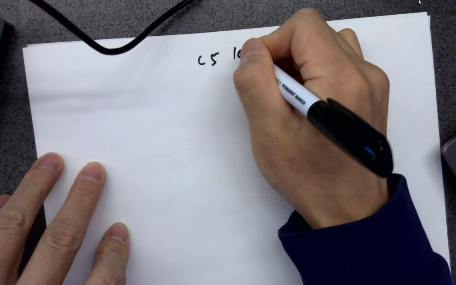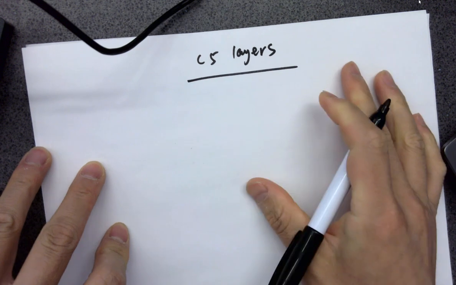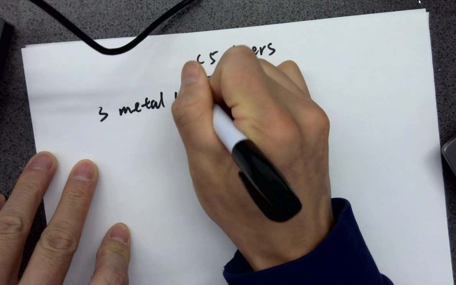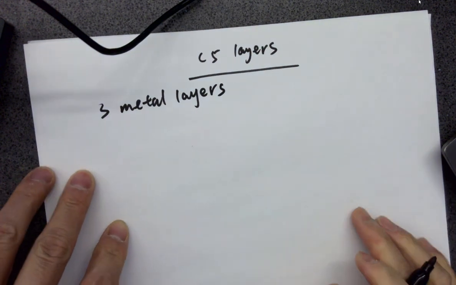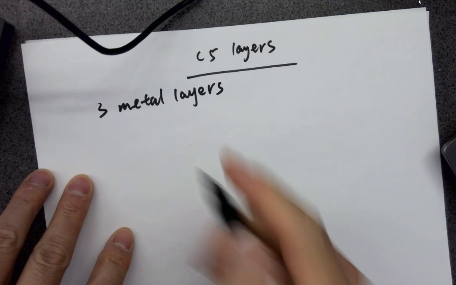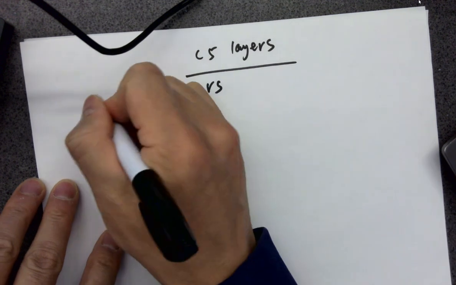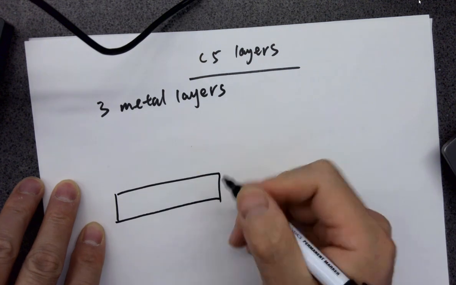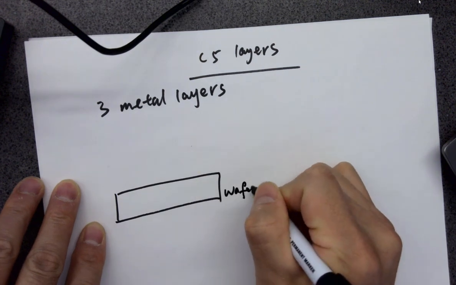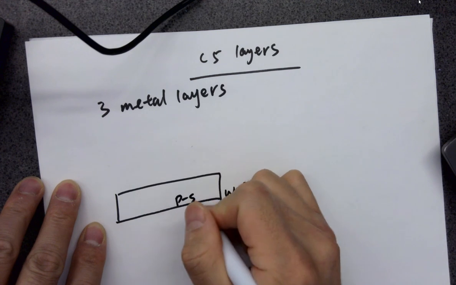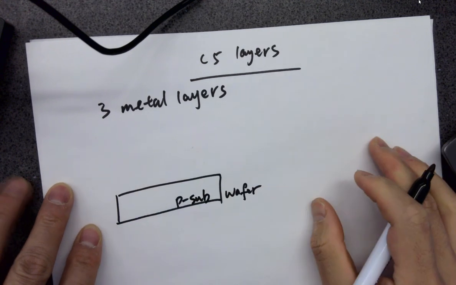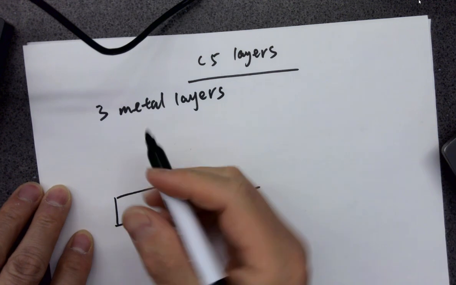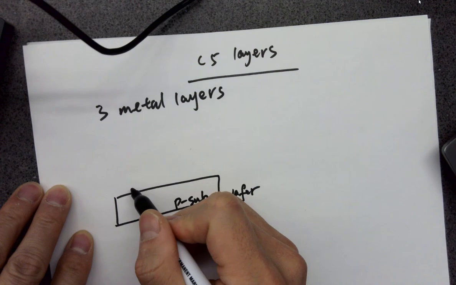C5 layers. So there are 3 metal layers. It's not a secret anymore. Okay, 3 metal layers. So how does that work? Starting from the wafer, usually it's a P-type substrate, P-sub. So what's the first layer? Most of the time it's called a Fox, but let's draw the little diffusion here as well. So Fox.